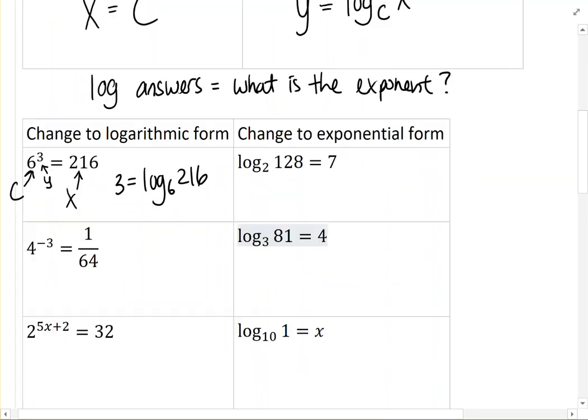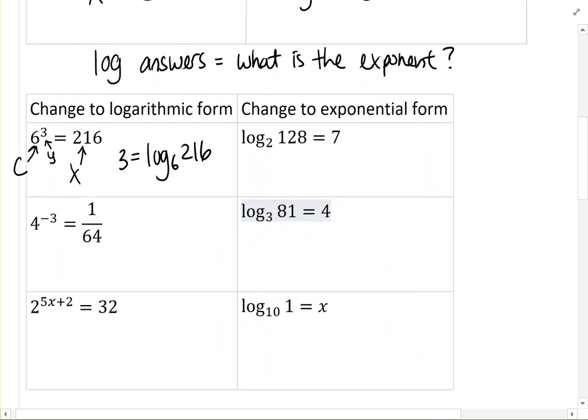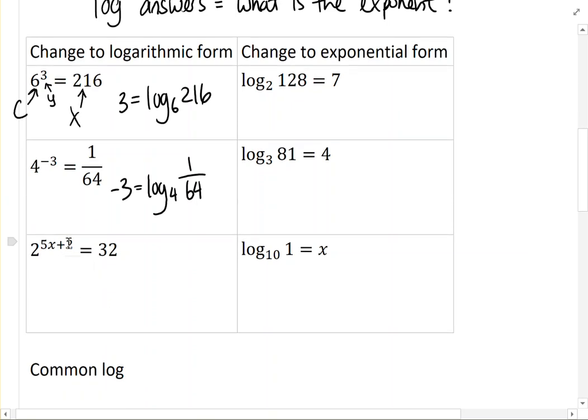For the next part, the exponent is always going to be the y, so y equals log of our base, which is 4, and the number here, 64. And for our next one here, this time our exponent is 5x plus 2. So we have 5x plus 2 equals log base 2 of 32.